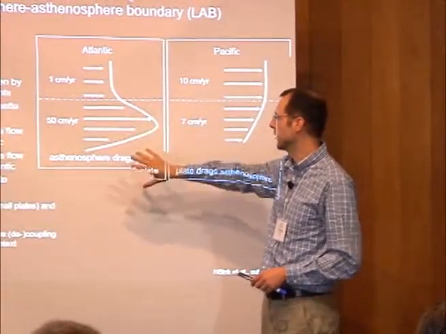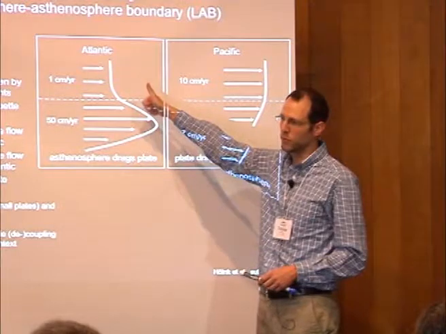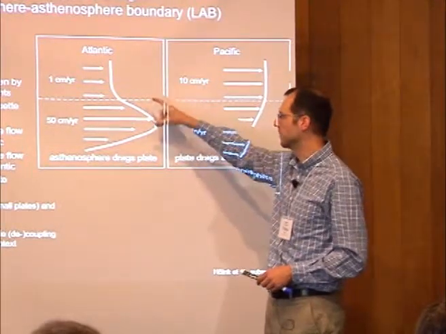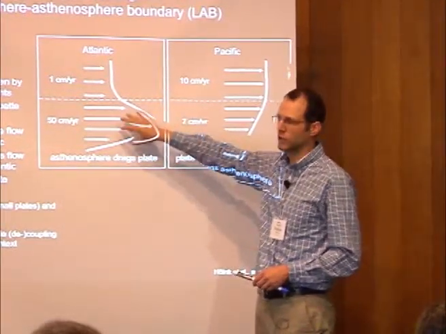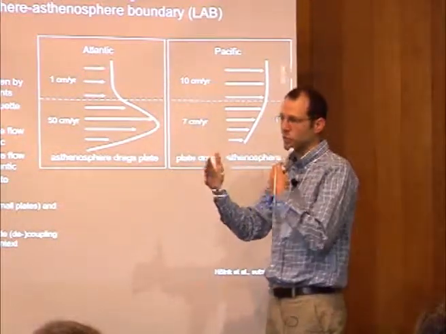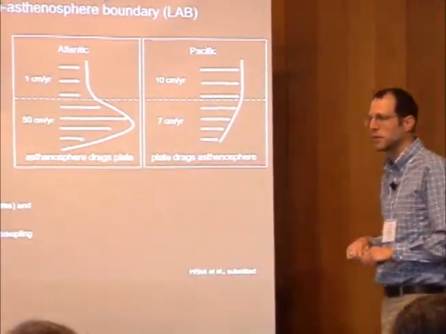So when is this important? You can't have a strong plate pulling. You must have strong flow in here. You must have a short aspect ratio cell, a small plate, basically.